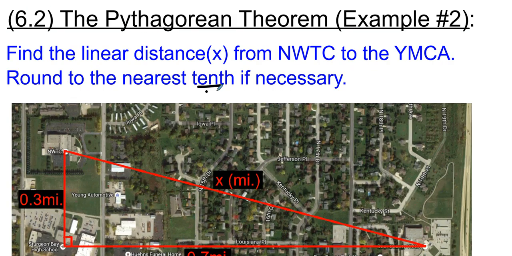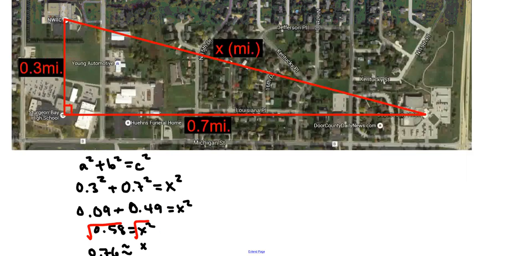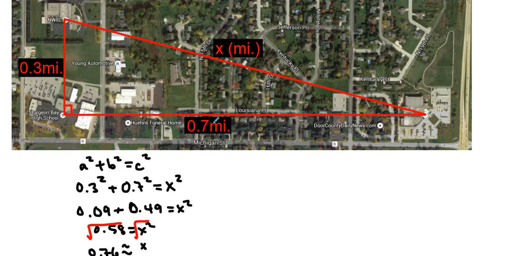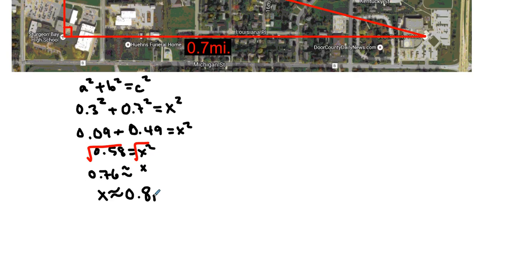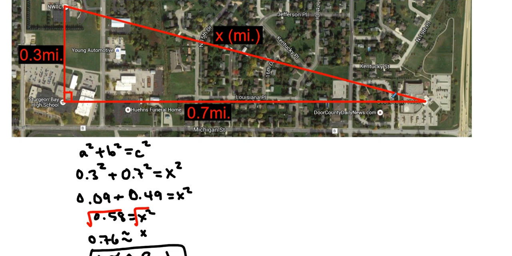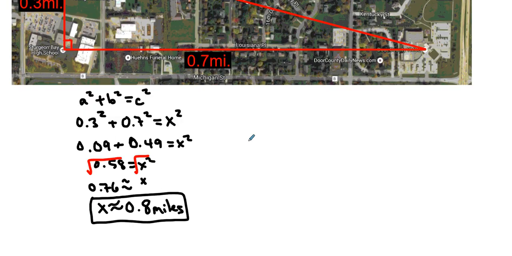And the directions do say round to the nearest tenth if necessary, so I should not be rounding to the nearest hundredth here. Let me just extend the page here. So I'm going to say x is approximately equal to 0.8, because the next number here after the 7 is larger than 5. So 5 or larger, round up. So approximately 0.8. Now there are units on this one, that's miles. So approximately 0.8 miles. So that's the linear distance between the middle of NWTC to the middle of the YMCA, about 0.8 miles.